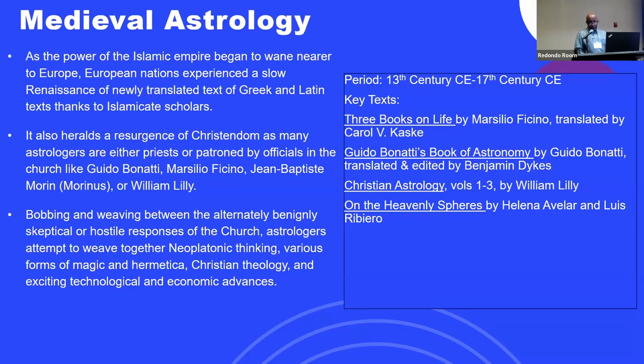Now, during this time, we also have the church, you know, punishing alternately Christians, but I mean, astrologers, but at the same time, fascinated by trying to resurface this knowledge. So astrologers were attempting to weave Neoplatonic thinking, various forms of magic and hermetica, Christian theology, along with these exciting technological and economic advances, because it's, you know, discovering new worlds, quote unquote, for them. It wasn't that, if you have people there, it doesn't mean that it wasn't undiscovered or not discovered. But this was kind of an exciting period in terms of European history.